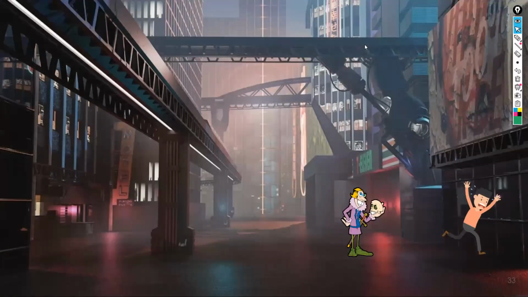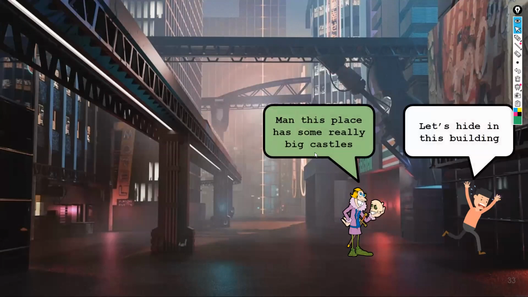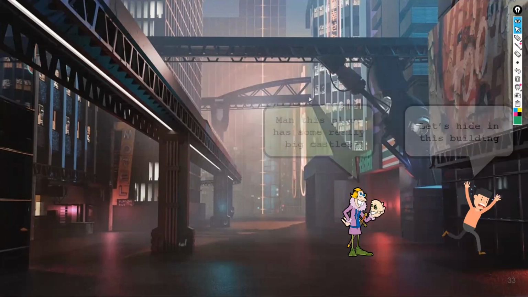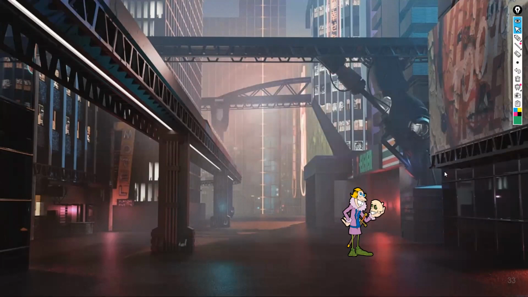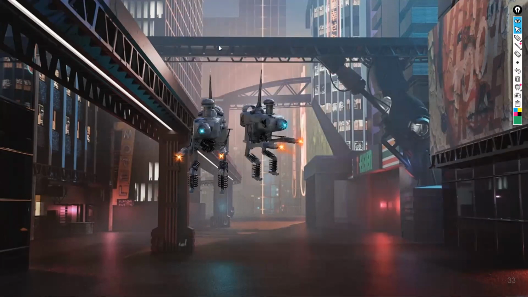All right, so our friends run into this alleyway, trying to escape those robots that are trying to deal with them. Remember, he is from medieval times, right? So he only knows castles. So he says the place looks like castles, and Jimmy here says we should hide in the building. They run into the building, and then the evil robots show up.